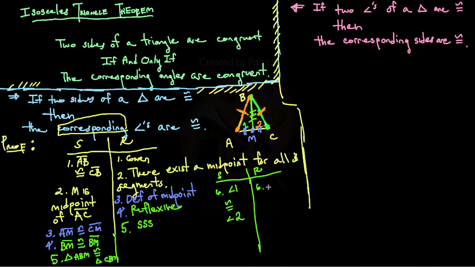And that's because corresponding parts of congruent triangles are congruent, CPCTC. Okay? And you're done with this direction. I showed that angle 1 was congruent to angle 2, and I'm done. Now that's one direction. Now you've got to go in the other direction.